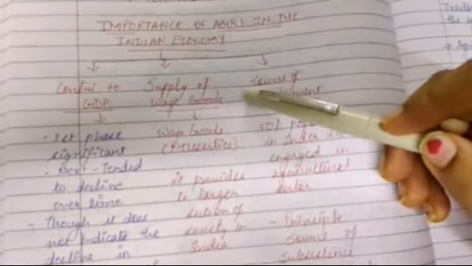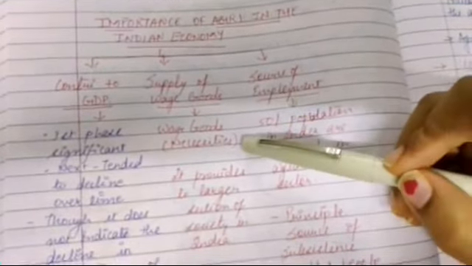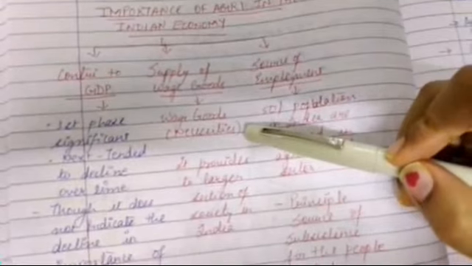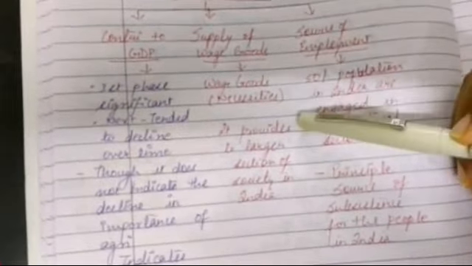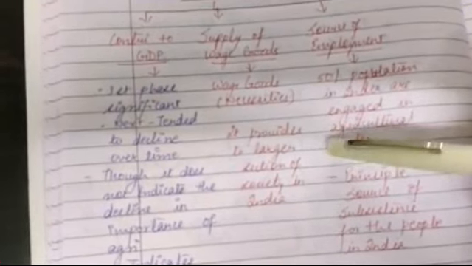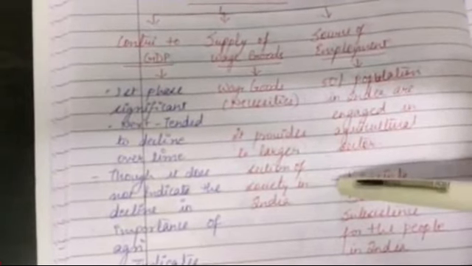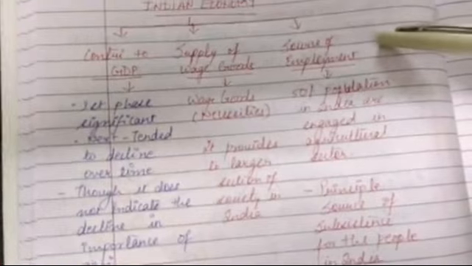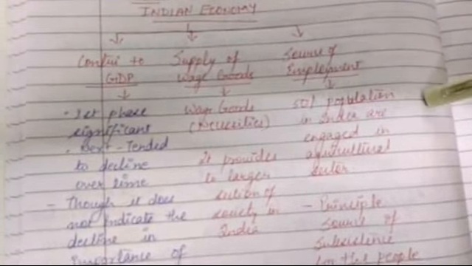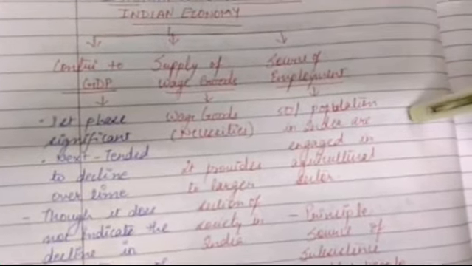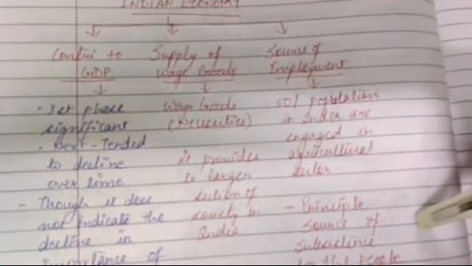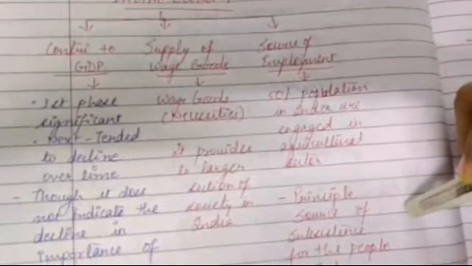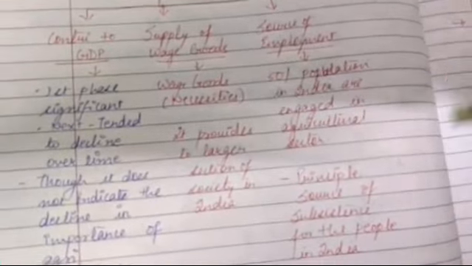When I talk about supply of wage goods, wage goods are the necessity goods like wheat, rice. Agriculture provides them to larger sections of society in India. When I talk about source of employment, it has been stated that 50% of the population is engaged in the agricultural sector, and it is the principal source of subsistence for the people in India.